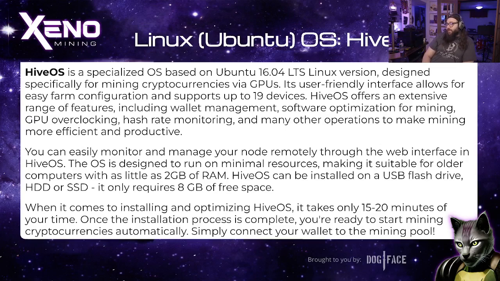The OS is designed to run on minimal resources, making it suitable for older computers with as little as 2 gigabytes of RAM, and Hive OS can be installed on a USB flash drive, hard disk drive, or SSD. It only requires 8 gigabytes of free space. Installing and optimizing Hive OS only takes about 15 to 20 minutes of your time. Once the installation is complete, you can basically start mining cryptocurrencies from that point, and you just have to connect your wallet to the mining pool that you're using.